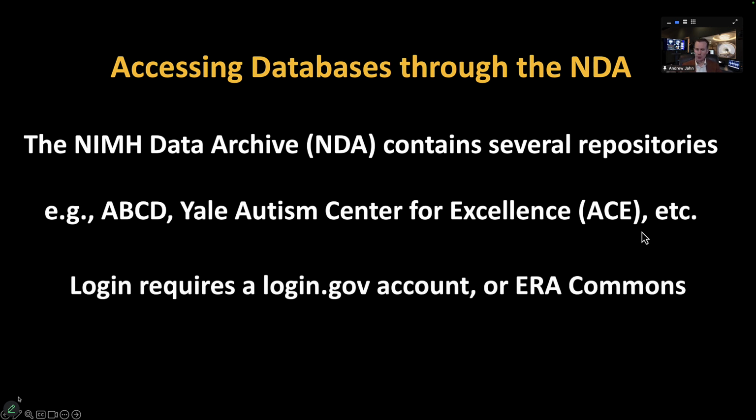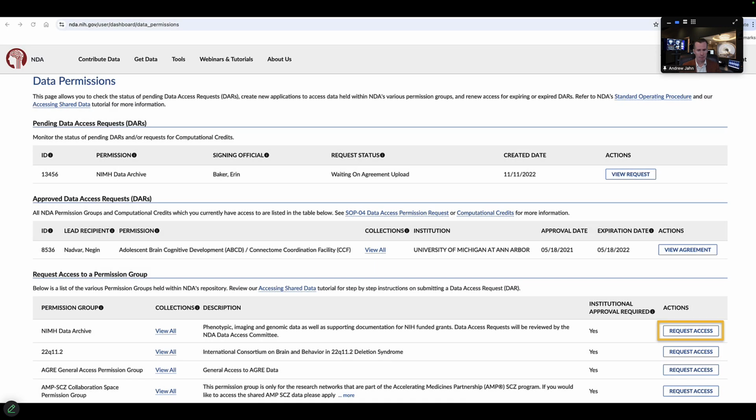Now, this is a little bit more restricted. It requires a login.gov account or an ERA Commons account. And it also requires that whichever institution you're affiliated with has an FWA, or Federalwide Assurance. So this is a brief picture of what it looks like. So for example, once you have your login.gov account and you go into NDA, you can request access to something like the NIMH data archive, which, like I said, gives you more access to many different repositories as well, depending on your needs. You can see some pending requests. You can see some other ones that have already been terminated, for example, other ones that I've worked on.